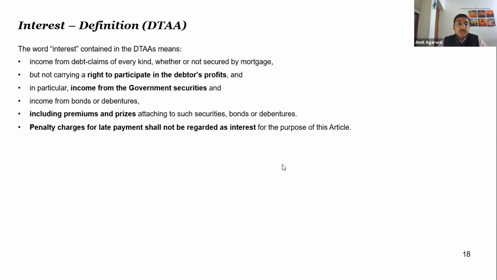And there could be instances of premium, where there is a bullet payment at the end of the debt tenure. So rather than paying interest every year, I take a $100 loan, and then I say, okay, at the end of the tenure, say 10 years, I will pay $120. So these could be the instances of typically premium and right to participate in the debtor's profit. Move ahead, Pratik.